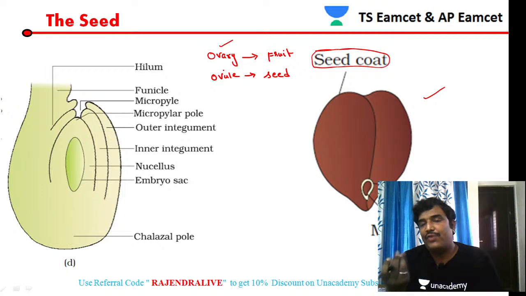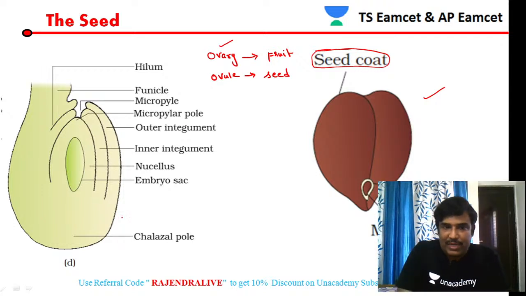సో హౌ ఫ్రూట్ ఈజ్ ఫార్మ్డ్, ఫ్రూట్ ఈజ్ ఫార్మ్డ్ ఫ్రమ్ ది ఓవరీ. ఓకే, సో ఆఫ్టర్ ఫర్టిలైజేషన్ ఓవరీ ఈజ్ కన్వర్టెడ్ ఇంటూ ఫ్రూట్, వెరీజ్ ఓవ్యూల్ ఈజ్ మాడిఫైడ్ ఇంటూ సీడ్. సో దీస్ ఆల్ ఆర్ కాల్డ్ ఎస్ పోస్ట్ ఫర్టిలైజేషన్ ఈవెంట్స్.